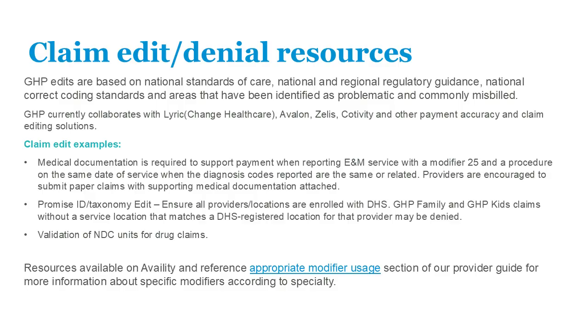Enhanced claim edits will be applied to a variety of care services across the spectrum of your Geisinger Health Plan patients' health benefits. Our edits are based on national standards of care, national and regional regulatory guidance, national correct coding standards, and areas that have been identified as problematic and commonly misbilled. Helping you with billing accuracy and enhancing the integrity of Geisinger Health Plan claims processing is always top of mind. Whether it's routine testing or any other type of patient service, making sure you bill correctly is always the best way to reduce denials, so your claims are adjudicated in a timely, accurate manner.